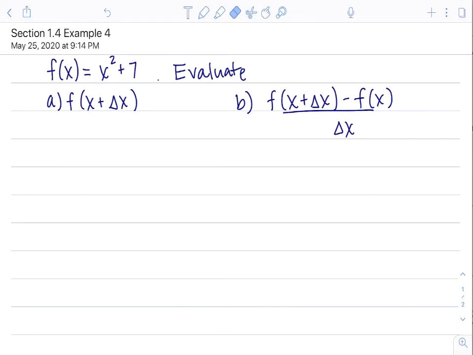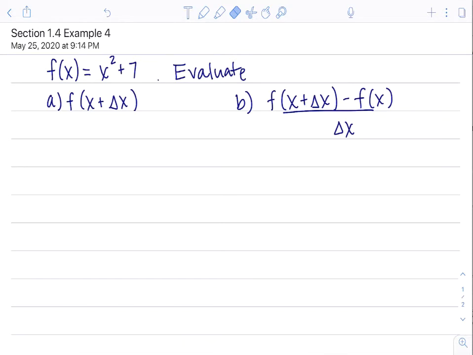What we have to do in example 4 is evaluate this function x squared plus 7 for x plus delta x, and then we have to evaluate this strange looking fraction that is called the difference quotient. So it might seem a little strange that we would be evaluating like this, but this is going to provide the formula for what's called the derivative that we're going to learn about very soon.